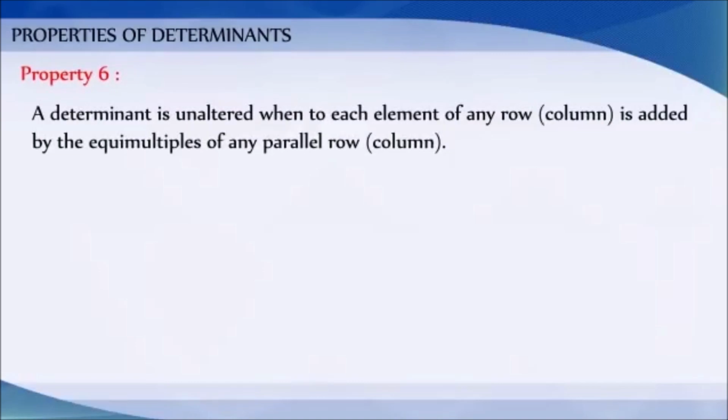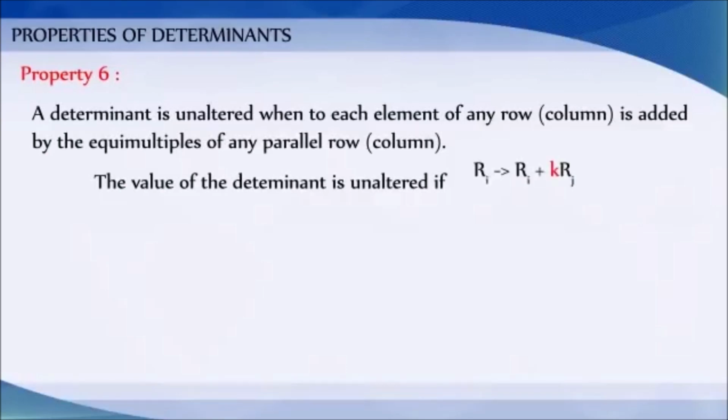Property 6. If to each element of any row or column of a determinant, the equimultiples of corresponding elements of another row or column are added, then the value of the determinant remains the same. That is, the value of the determinant remains the same if we apply the operation Ri turns to Ri plus k Rj, or Ci turns to Ci plus k Cj.